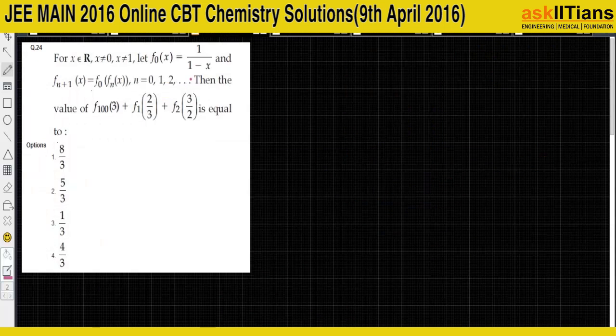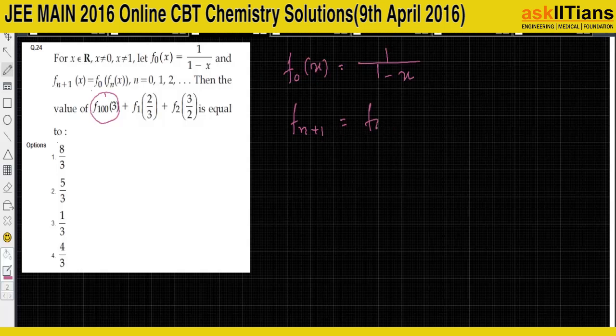Now let's move on to question number 24. Again, this is a very easy question based on iteration, right? So you just find out the first value, then the second value, then the third value, and then you just have to iterate. Okay, so f0(x) is given to us in the question, which is 1/(1-x). Now I have to find the value of f100(3), and it is also given that f(n+1) = f0(fn(x)).